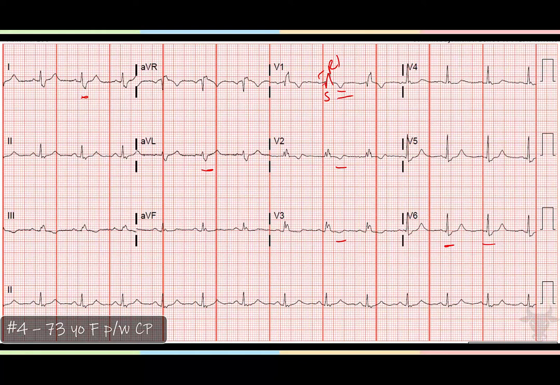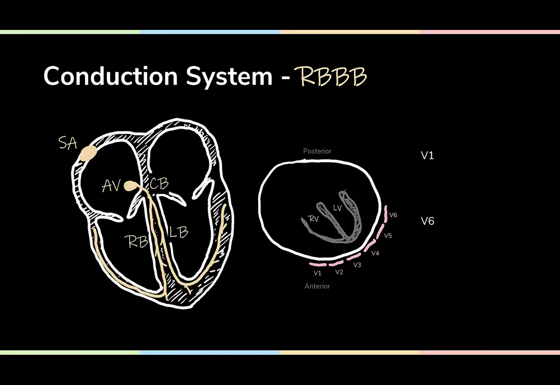And this overall pattern is consistent with a right bundle branch block. And that sort of explains all of those findings that we're seeing. Okay, great. We just talked about left bundle branch blocks. Now we're going to talk about right bundle branch blocks.